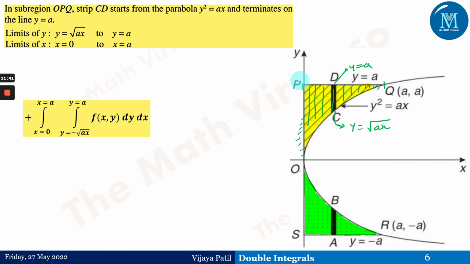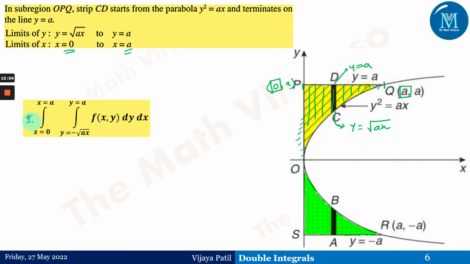So if you observe here, this particular point P is nothing but having the coordinates 0, a, because this is the line y is equals to a. So x is moving from 0 to positive a, and y is moving from square root of ax to y is equals to a, because the upper end is on this, and this is the integral we are going to get.